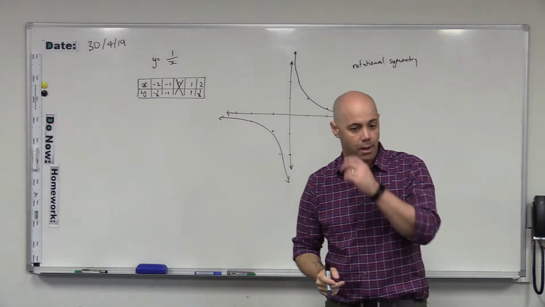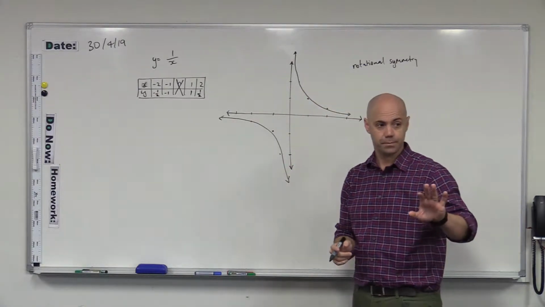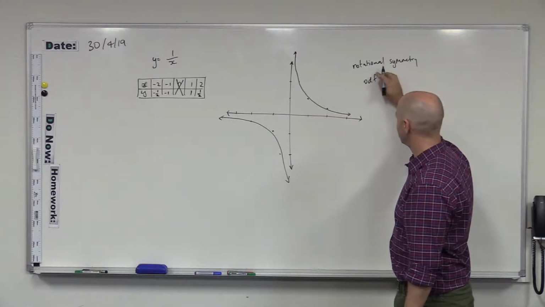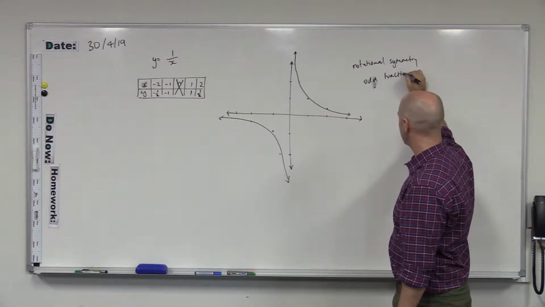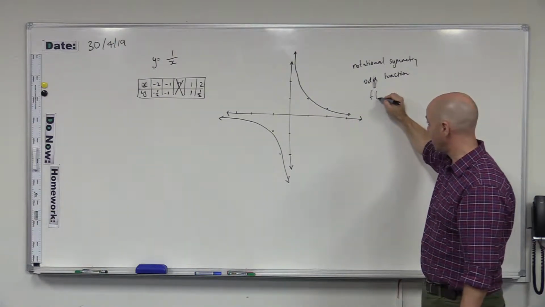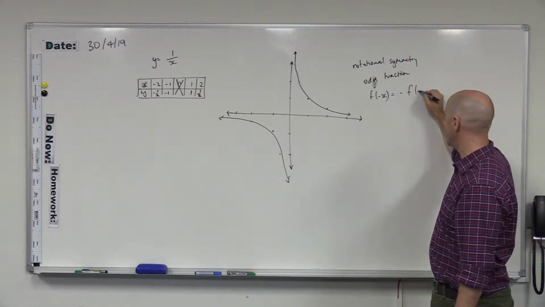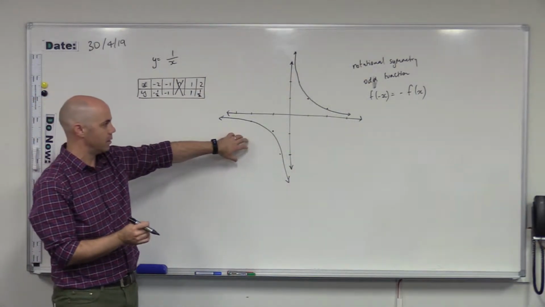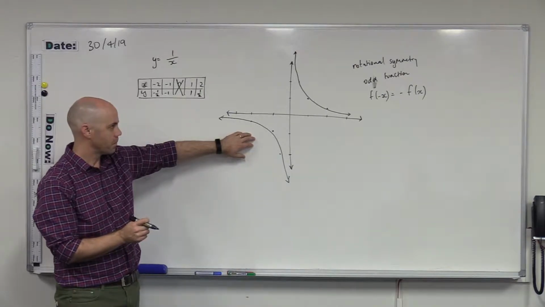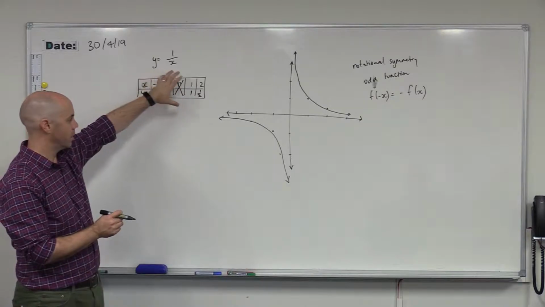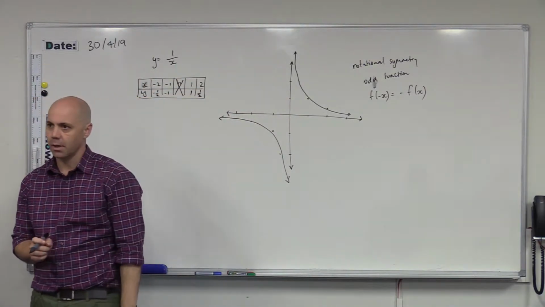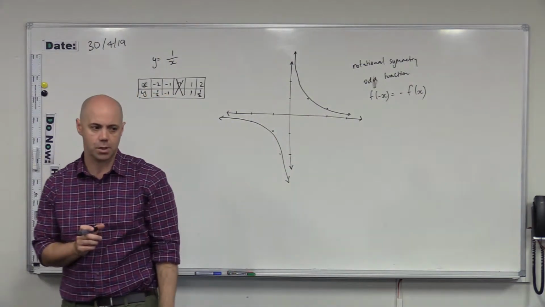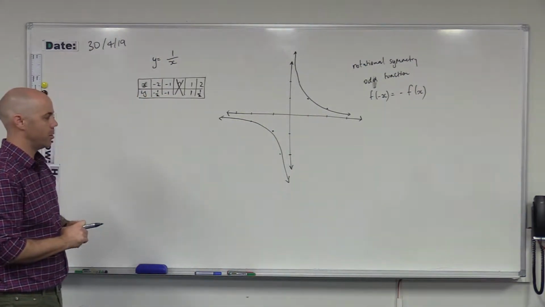With rotational symmetry, is it an odd function or even function? You have a 50-50 chance. Odd function. If you remember, and hopefully you do, that means that f of negative x equals negative f of x. When you put in the negative x value, it produces the negative function value. So our inverse proportion equation, our hyperbola, is an odd function. It has rotational symmetry around the center. Really important things to keep fresh in our minds.